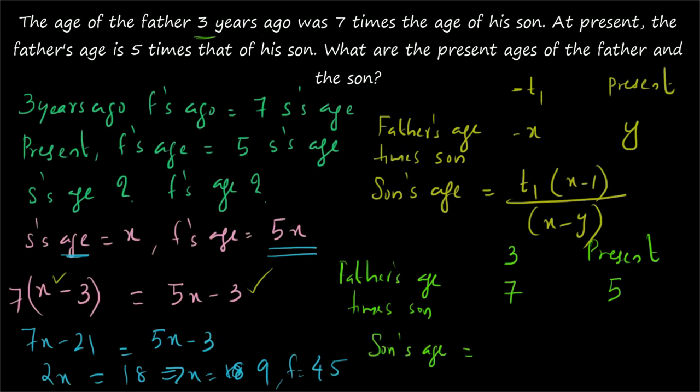Son's age will be equal to t1 into x minus 1 divided by x minus y. So 3 into 7 minus 1 divided by 7 minus 5. So 7 minus 5 is equal to 2, which gives us 3 into 6 divided by 2. So 3 into 3 is equal to 9 years. So within seconds you can find out the answer.